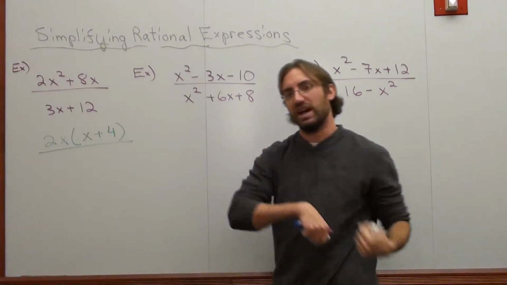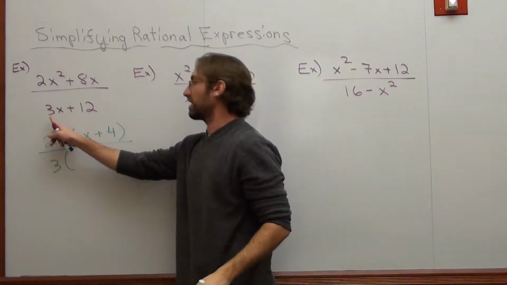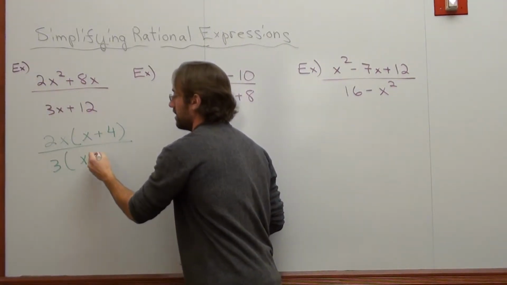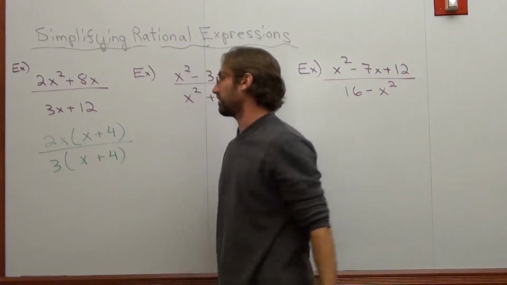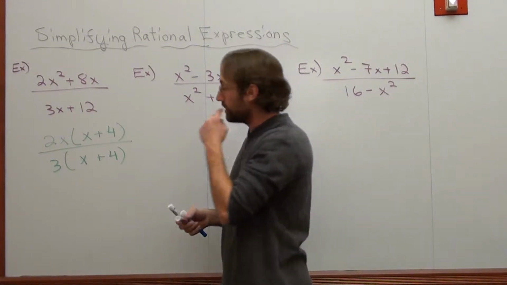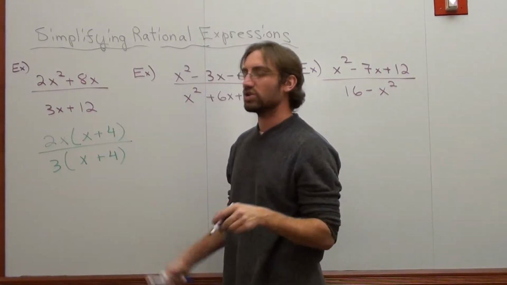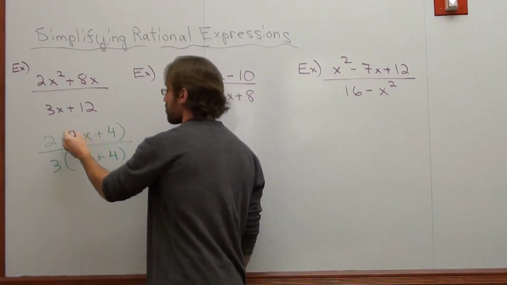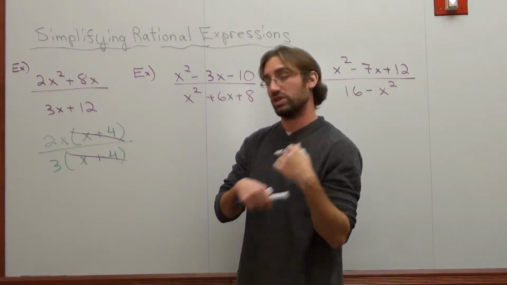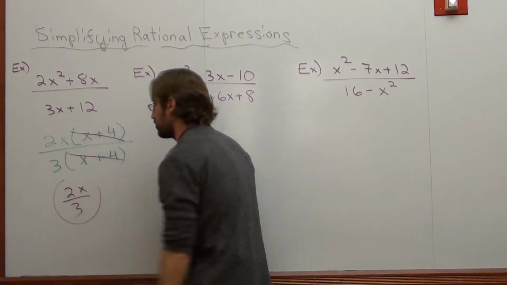What can I take out of the denominator? I can take out a 3, because 3x and 12 have a 3 in common. Now when I do that, I've got an x plus 4 left over. I'm not done though. Now, this is perfectly legal. When I have two terms divided by two terms and they're exactly the same, it goes away like a bad habit. I've got 2x over 3. 2x over 3 doesn't reduce or simplify. The answer is 2x over 3.